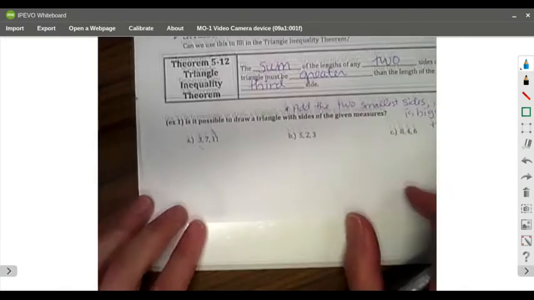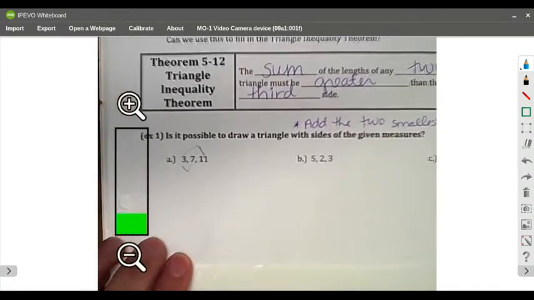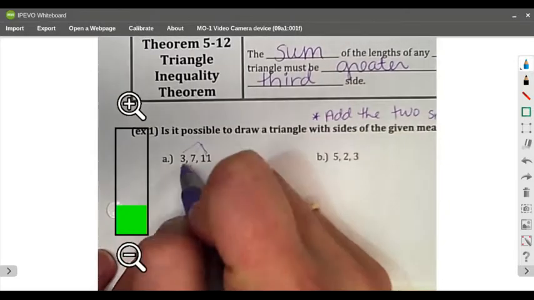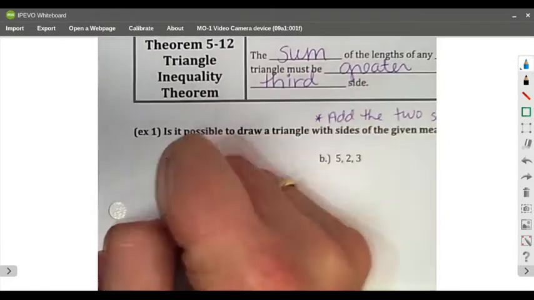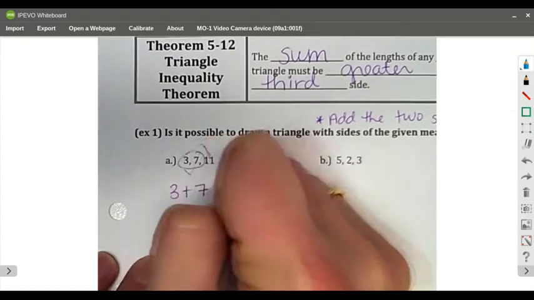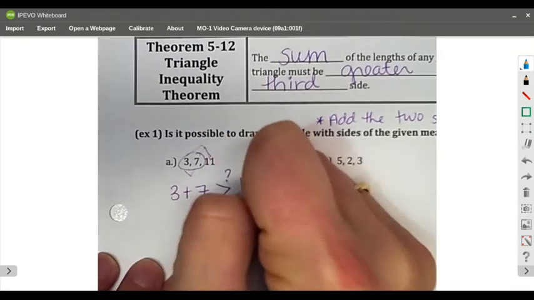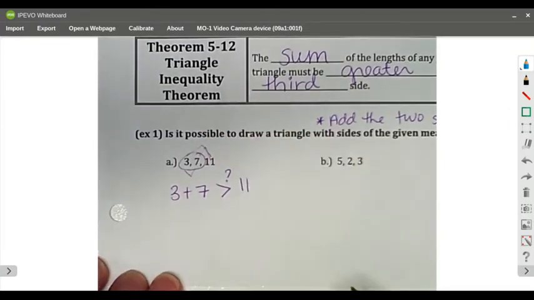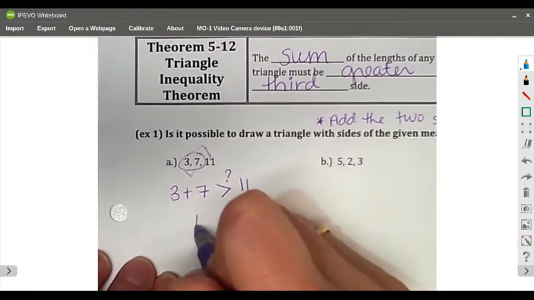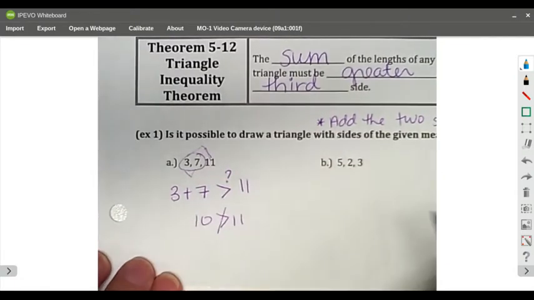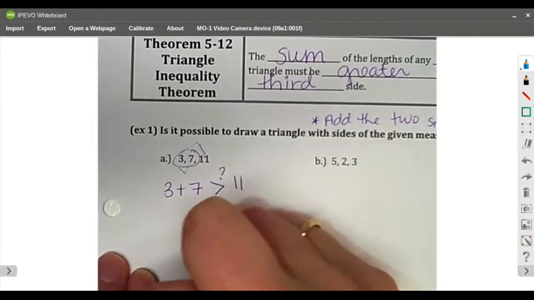So how you can show work for this, let me zoom in a little bit here, is I like to take the two smallest sides. So 3 plus 7, is it bigger than 11? I like you to show work that way, like when we have a quiz or something, I know that you actually know the rule. You're not just randomly guessing yes or no. So 3 plus 7 is 10, which is not bigger than 11. So that would not make a triangle.